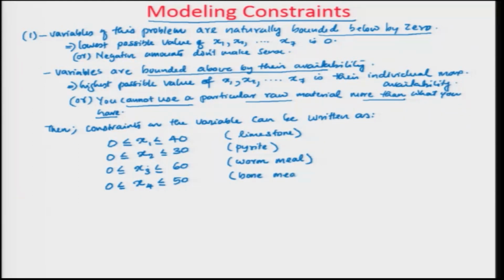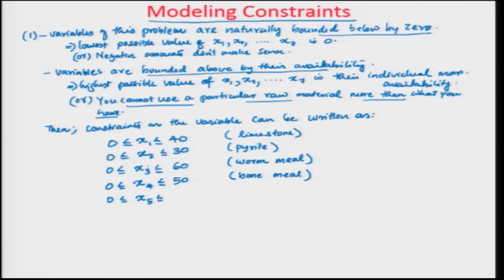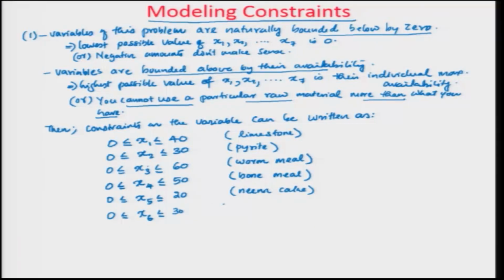Bone meal. Okay, then for the fifth one we write 0 less than or equal to x5 less than or equal to, because negative values do not make any sense, the lower bound is 0. You cannot have negative values of this. So we go back to the table again and we find that the neem cake, which is the fifth one, is 20. So we write it as 20 and we say it is neem cake. Then the sixth variable x6, the quantity of the next raw material, we go back to the table again and we say it's groundnut cake, limit is 30. So we write 30 for the groundnut cake.